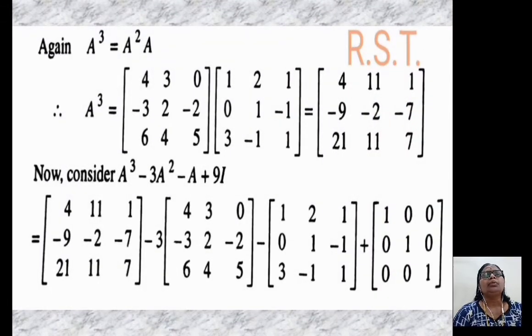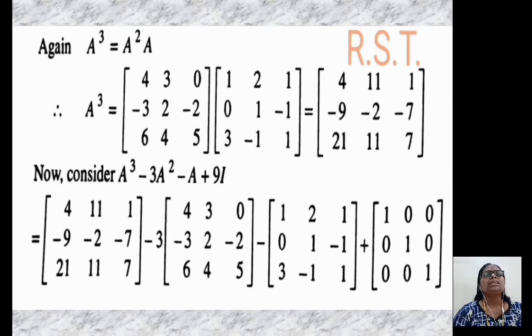Again, calculate A cube. A cube equals A square into A. Hence, A cube equals, taking A square from the above equation, A square into the given matrix A. After simplifying we get the square matrix of order 3 by 3 whose first row is 4, 11, 1, second row is minus 9, minus 2, minus 7, third row is 21, 11, 7.